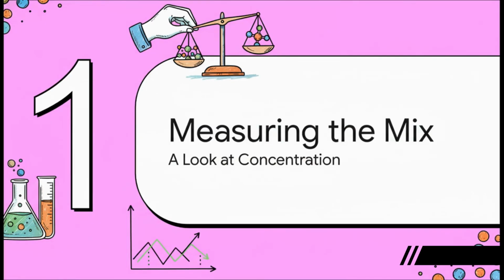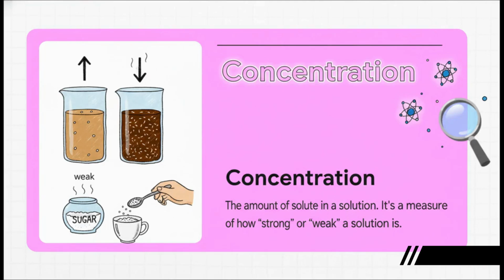All right, so to get to the bottom of all this, we first need to grab a tool from the chemistry toolbox. We need a way to measure how things are mixed together. And in the world of science, this is called concentration. Concentration is really just a fancy word for how much stuff is dissolved in a liquid. Think about making coffee. If you put in 1 spoonful of sugar, you've got a weak or low concentration solution. But if you dump in 10 spoonfuls, whoa, now you have a very strong, high concentration solution.